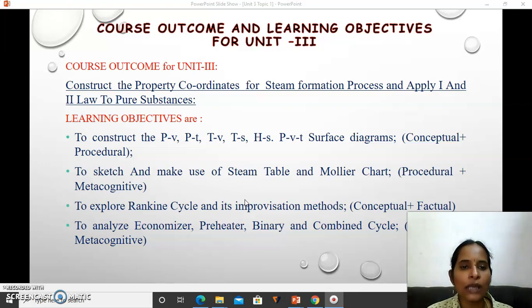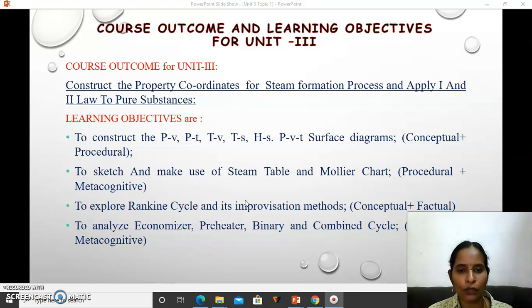So here the course outcome for unit 3 is to construct the property coordinates for steam formation process and apply first and second law to pure substances. For achieving this outcome, the objectives have been fixed: to construct the PV, TS, HS, PVT surface diagrams. These are all terms you would already be aware of from the first and second units, and so this comes under conceptual and procedural learning skill.